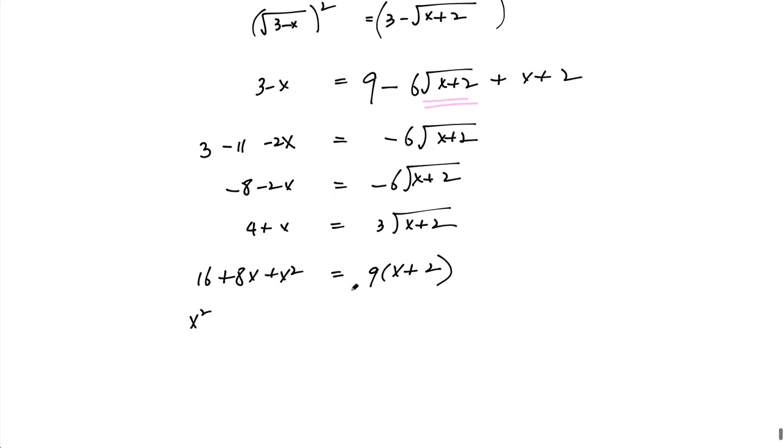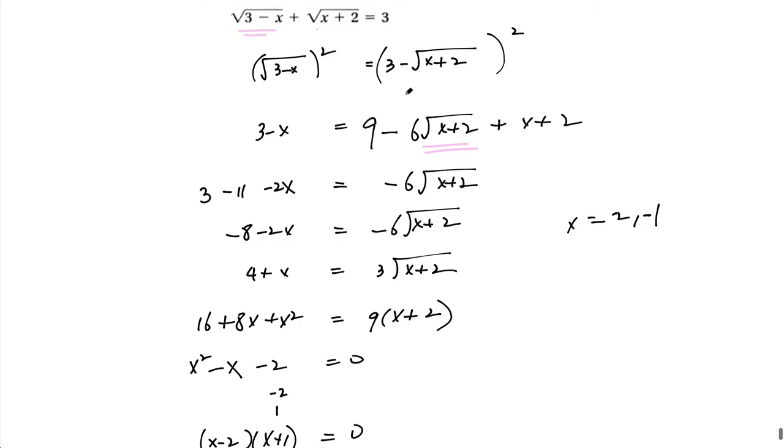Alright, so you have x squared, 9x, 8x minus 9x is a minus x. 16 minus 18 is minus 2. x minus 2 and x plus 1 is equal to 0. Alright, so we have x equals 2 or negative 1.